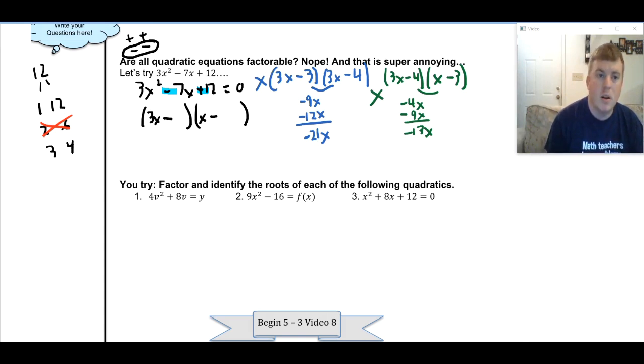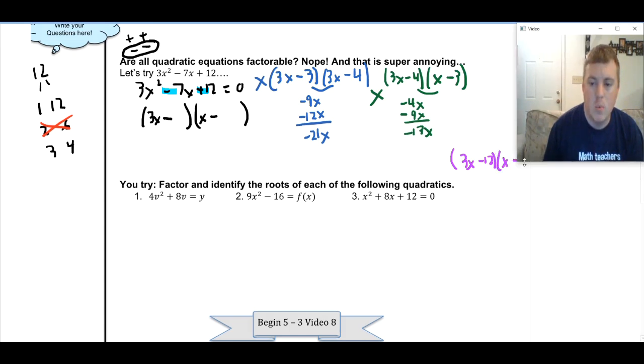So that means we are going to need to try 1 and 12. Now, it's unlikely that these are going to work, but we always want to double check to be sure before we go ahead and say that these are non-factorable. So I am going to plug in 3x. We know we want a negative 7x, so we probably don't want that 12 with the 3. So we're going to put him in here. And then we would go ahead and plug in the x minus 1.